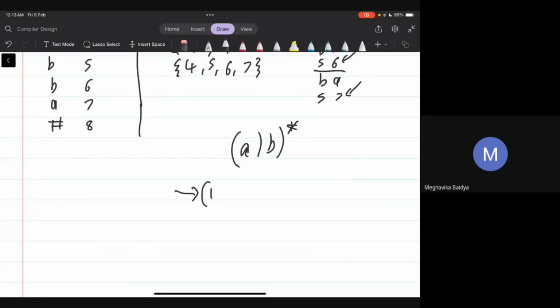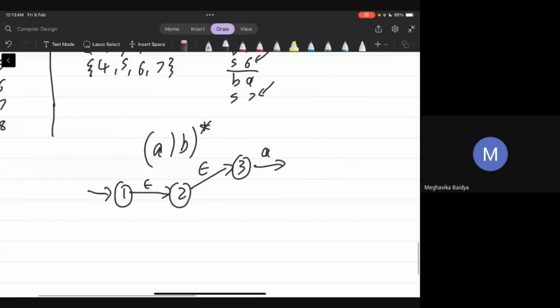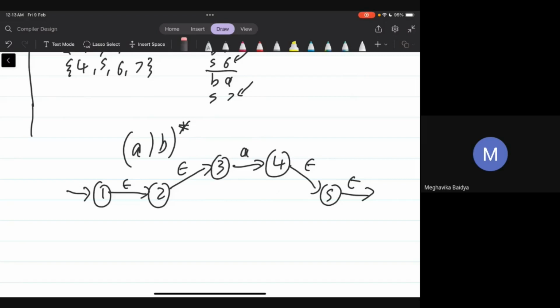You'll start with this one. You'll have an epsilon, then you have two. Then this goes to epsilon again. Then you'll have a three. This goes to A and four. This goes to epsilon and five. This goes to epsilon and, wait, this goes to epsilon and this is six. This is the final state. Epsilon.